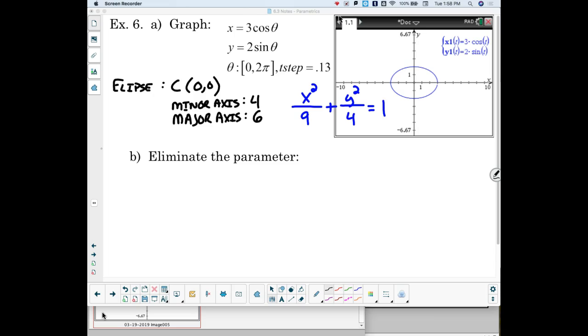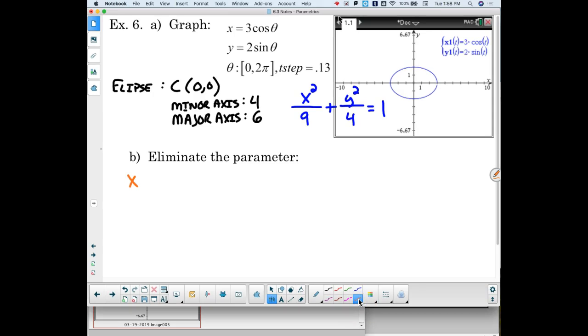So I want to use the hammer, right? Okay, so if I'm going to use the hammer, then I should take x equals 3 cosine of theta, and I should make that become cosine of theta is equal to x over 3, correct? Okay, and then I should take y equals 2 sine of theta, and I should make that become sine of theta equals y divided by 2.